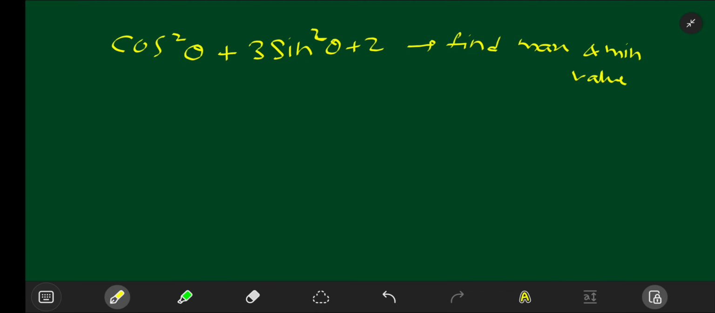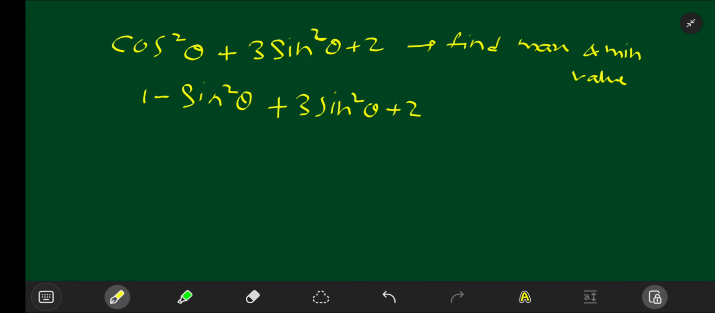I will go with cos square theta. I will convert cos square theta into sin square theta form. What is the formula? Cos square theta is equal to 1 minus sin square theta, from the first identity. So the equation becomes 1 minus sin square theta plus 3 sin square theta plus 2.